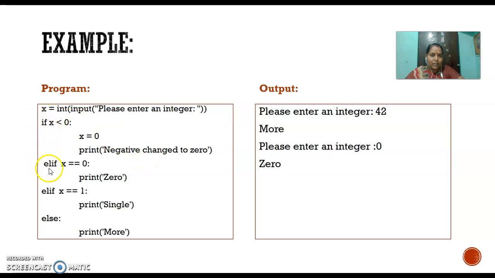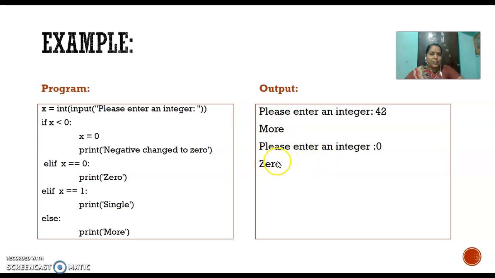Then it will go to the next statement and compare whether x is equal to 0. x equal to 42, it is not equal to 0. So this statement is also omitted. Next it will go to elif x equal to 1. No, x equal to 42, it is not equal to 1. Then print single, this statement is also ignored. Finally, it will go to the last one and print more. So more will be printed here.